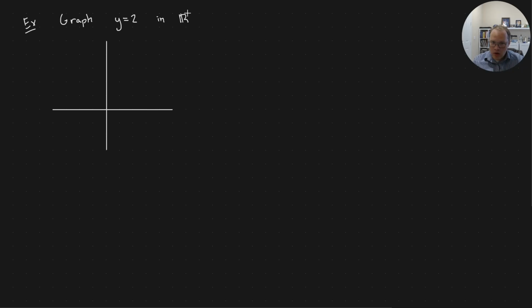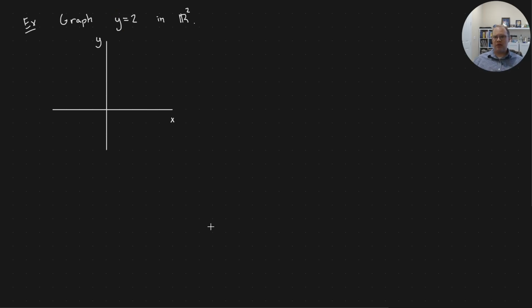Next, I want to look at the equations and graphs of simple surfaces in 3-dimensional space. Now, before we jump right in, I want to look at a simple example in 2D that will help us in 3D. Okay? So let's say I'm in 2D. Let's graph the equation y equals 2 in R2, 2-dimensional space. Okay? What would the graph look like? Well, we know what y has to be. Y has to be 2.